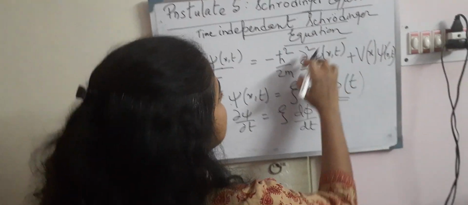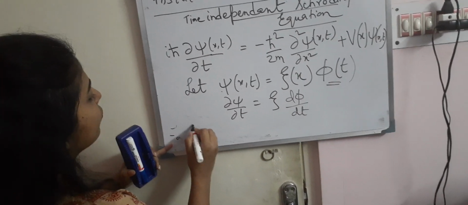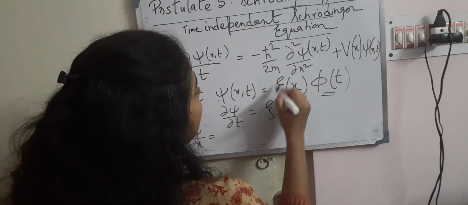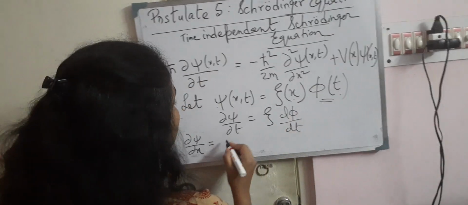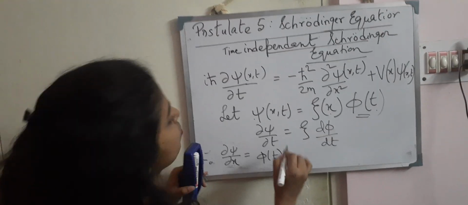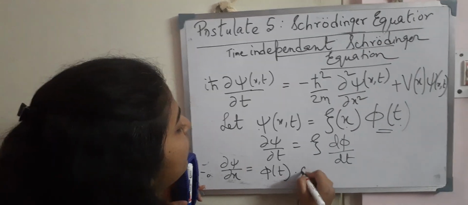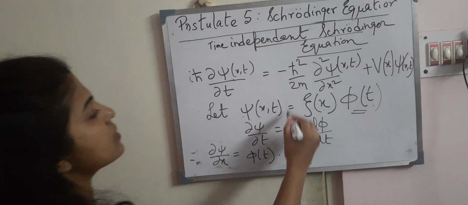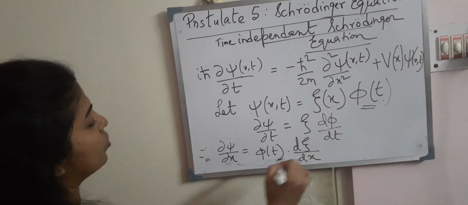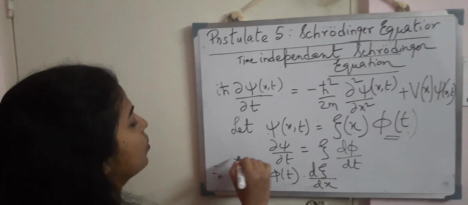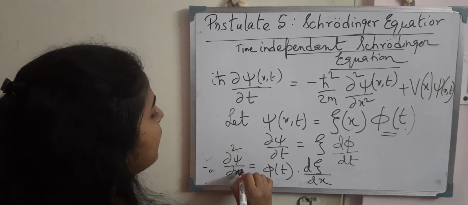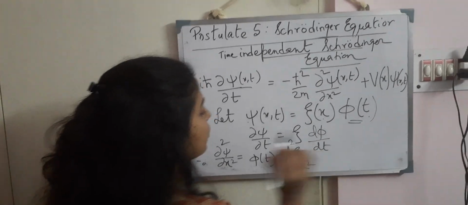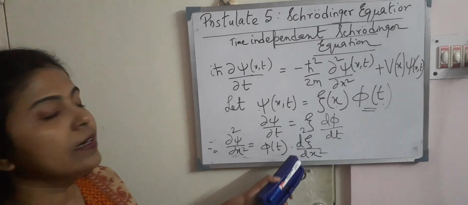Next I have to find del 2 psi del x square. So first I find del psi del x. Now this psi is dependent on x, but this is dependent only on t, so this will not contribute, but this psi will contribute. So it will be d psi dx. Again this is dependent only on x, so I can write this as a total derivative. Now if I do the differentiation another time, del 2 psi del x square, then also this phi t will not contribute, and this result will be phi t into d2 psi dx square.